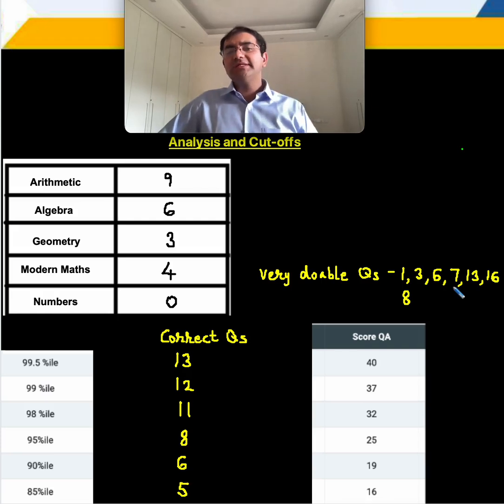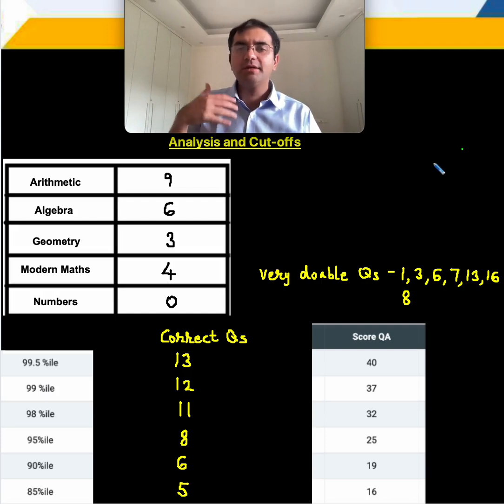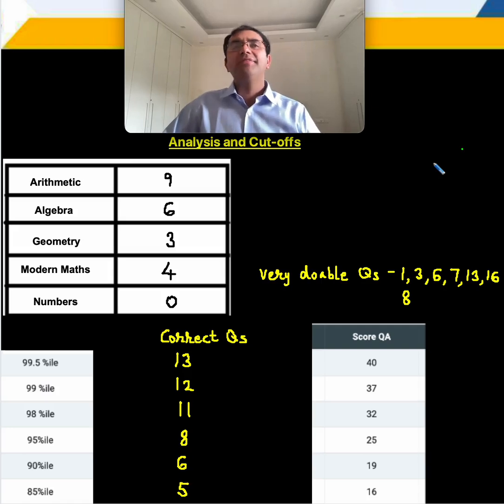So this is the analysis for this particular paper. We've seen the questions that were doable, we've seen the representation from different topics, and we've seen the scores required for different percentiles. We observed that the CAT 2022 paper was a little more difficult as compared to last year, CAT 2021. The paper became a bit tougher, and the topics started getting mixed up.